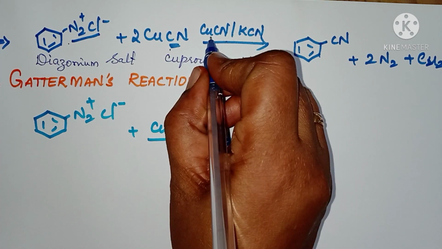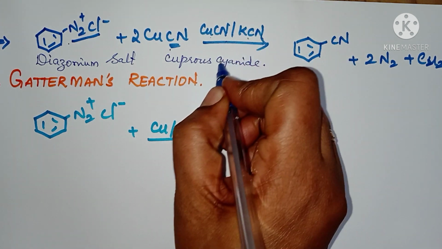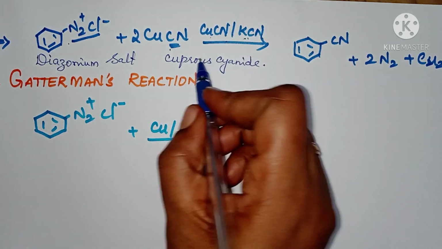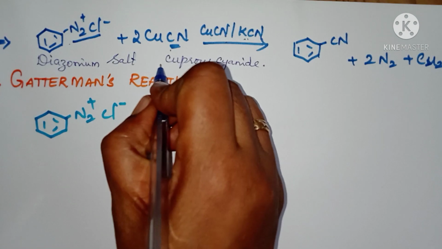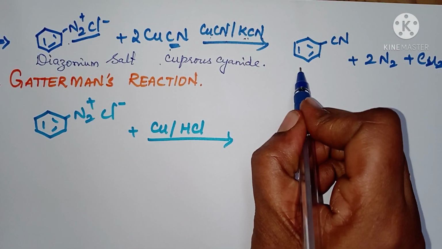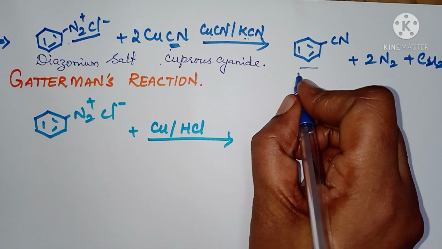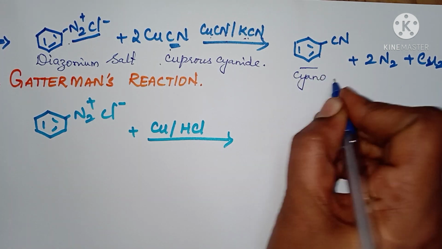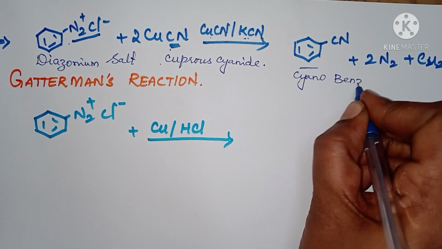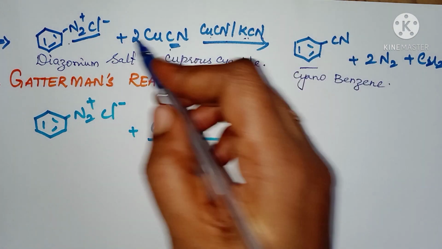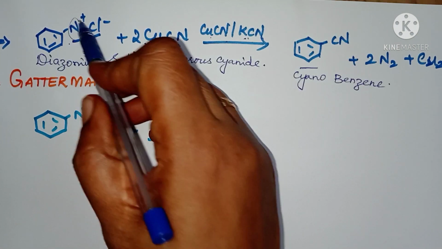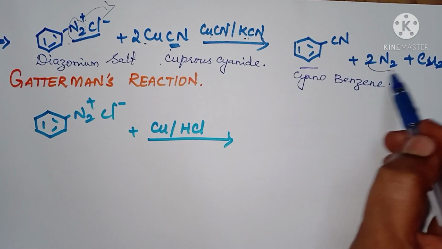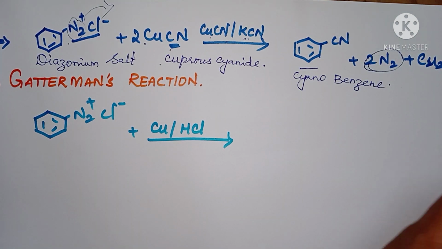In that, CuCN but KCN, so it is potassium cyanide. If it is treated with this, what are we going to get? Only cyanobenzene. Here also it is a removal method only. So the diazo group is going away, it is removed from that. That's what I have given, very easy to understand.